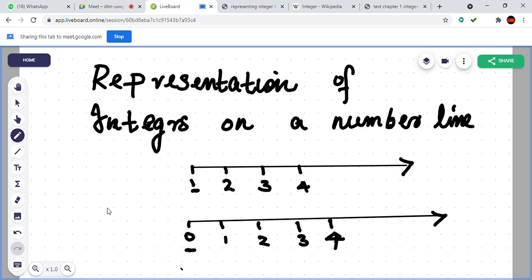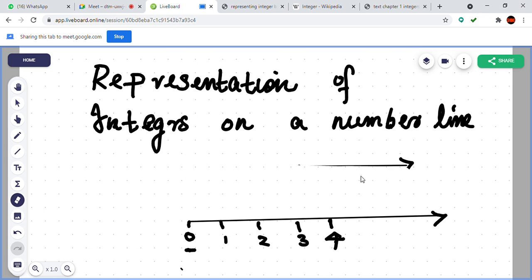But in case of integers, there are all the negative numbers also. We don't know which is the last negative number, and the last positive number, that is infinity. We can say infinities. So how can we draw the number line of integers? -4, -3, and 0 in the middle. Then 0, 1, 2, 3, 4. This way you draw the number line.